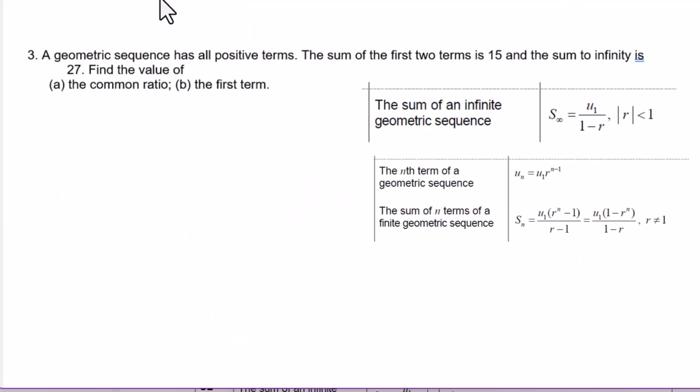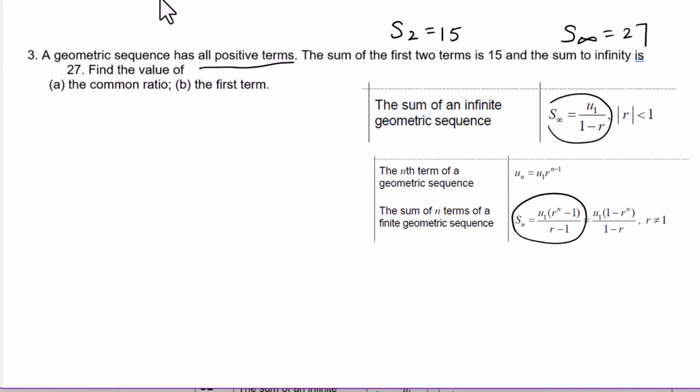Question 3. A geometric sequence has all positive terms. The sum of the first two terms is 15, meaning S sub 2 equals 15. The sum to infinity is 27, S sub infinity equals 27. Find the value of common ratio and the first term. We will use this formula and this formula to work this problem out.